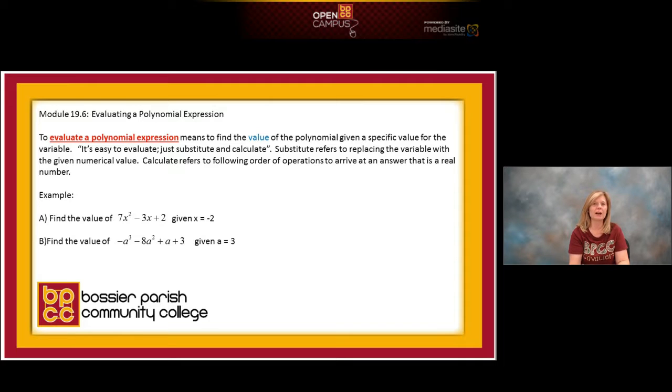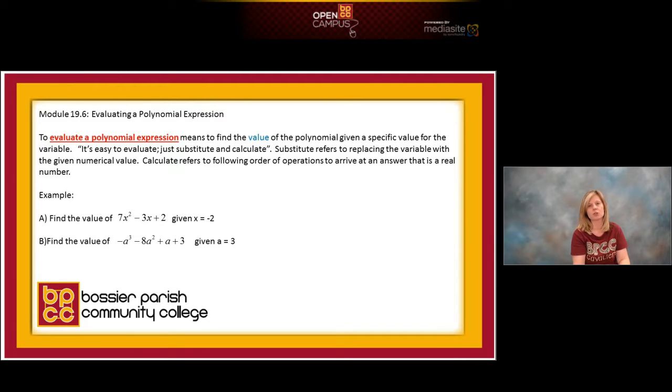And we do this by doing two steps. We're going to do substitution, and then we're going to do our calculation. I sing all the time, and I love to sing. It's easy to evaluate, just substitute and calculate. Sing with me. It's easy to evaluate, just substitute and calculate. So there's two steps to evaluating.